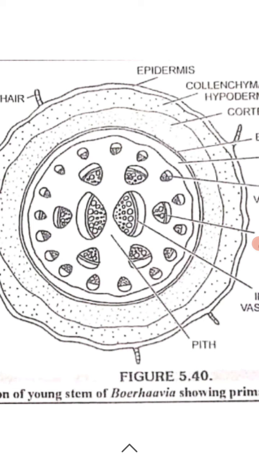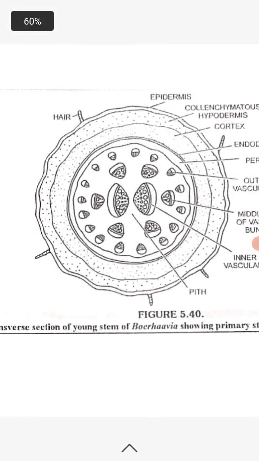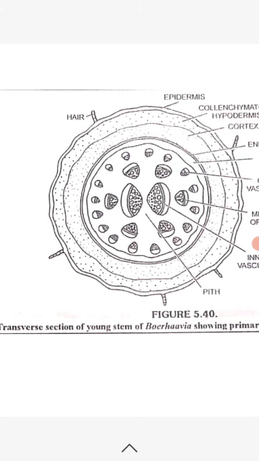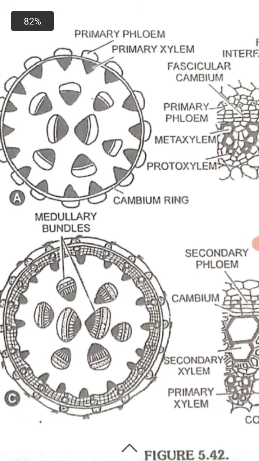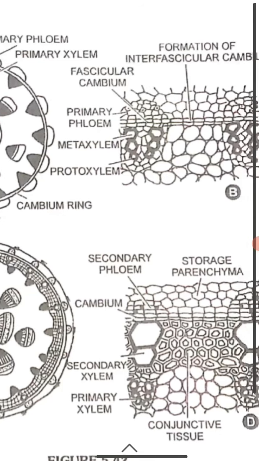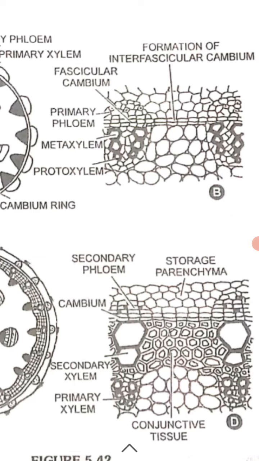The secondary growth begins with the formation of cambium strips in the intervascular region in the outer ring of vascular bundles. These interfascicular cambium strips join with the fascicular cambium strips, that is, this is the fascicular cambium strips, this is the interfascicular cambium strips, and form a complete ring of cambium.